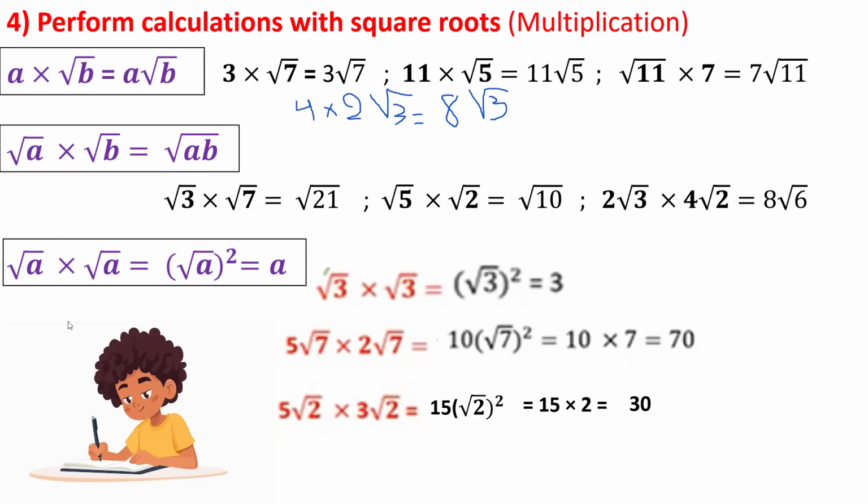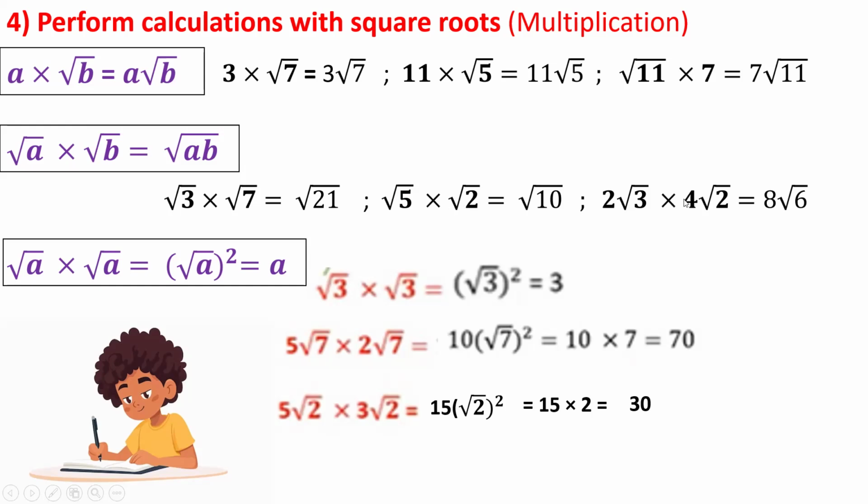So we continue in the second rule. The second rule is radical A times radical B. I am multiplying two radicals with different radicands. So we keep the radical and we multiply both radicands inside. For example, radical 3 times radical 7. So we keep the radical as it is and we multiply 3 times 7, which is 21. Radical 5 times radical 2. We multiply the radical with the radical, so we keep it 5 times 2, which is 10.